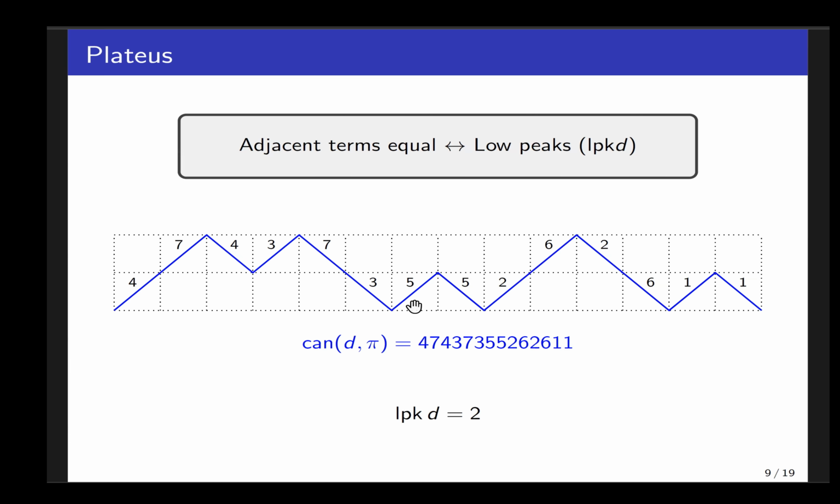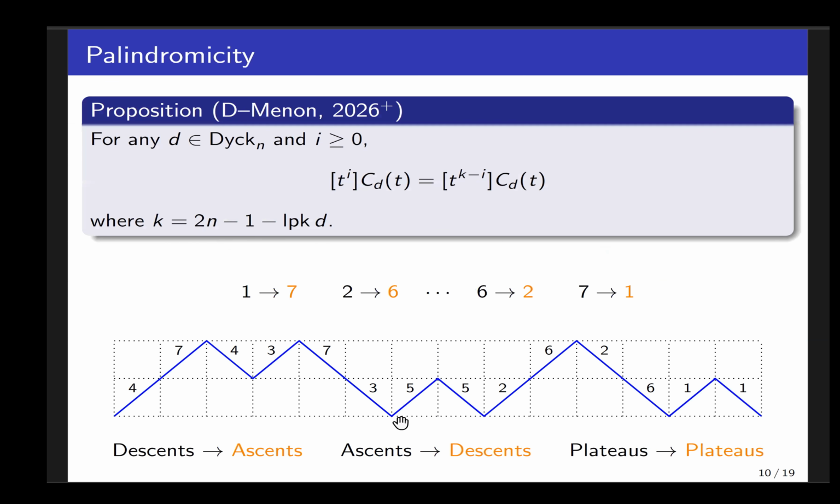So if I fix a given Dyck path, which is what we wanted to do, there is a certain number of plateaus that we denote LPK, the number of low peaks of my Dyck path. And with that into account, we can see that the descent polynomial will be palindromic. It's just that the center of symmetry will depend on the number of plateaus.